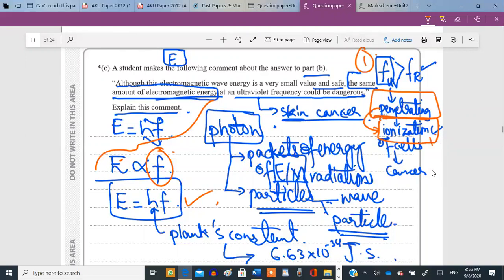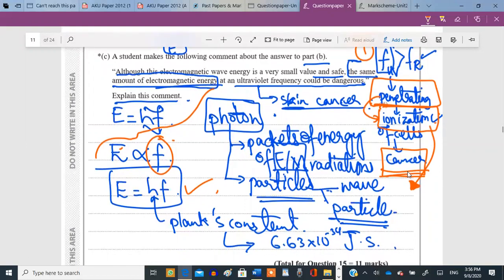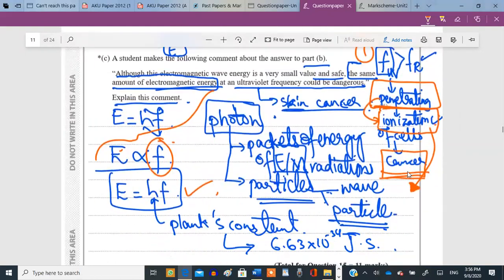And the radiations that cause ionization are the ones that cause more damage to the body. And you may give reference to cancer as well. It won't be wrong because it does actually cause cancer. Ionization actually means causing cancer, because ionization is actually the cause of cancer.